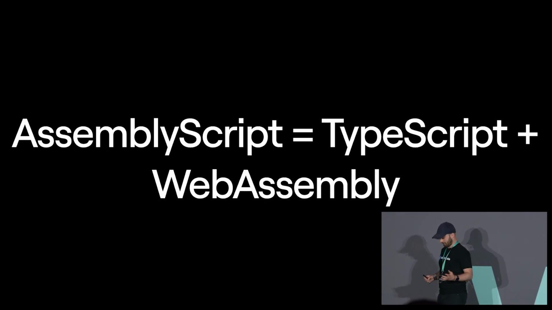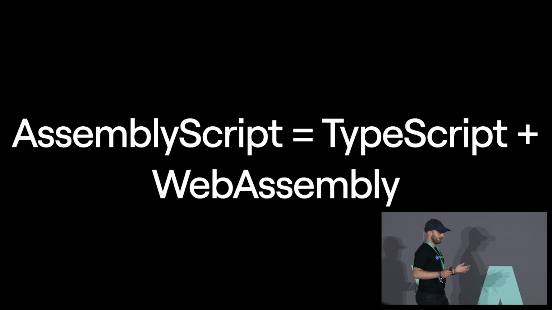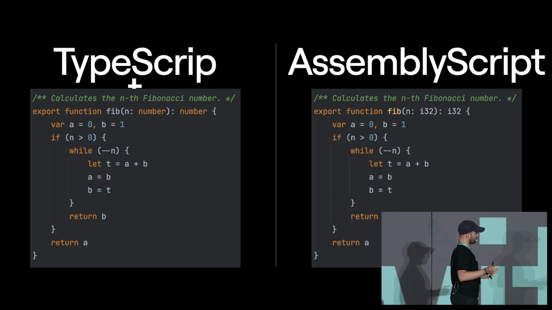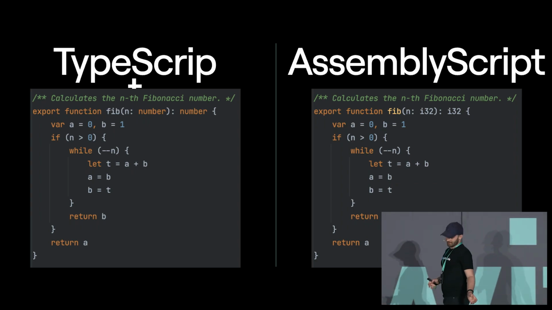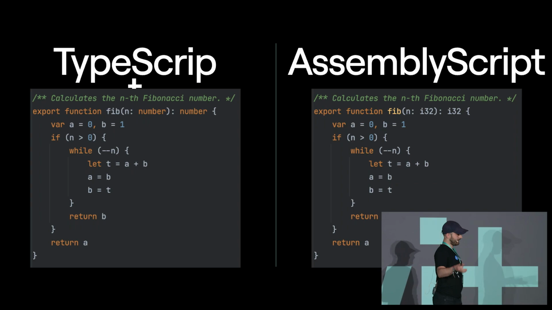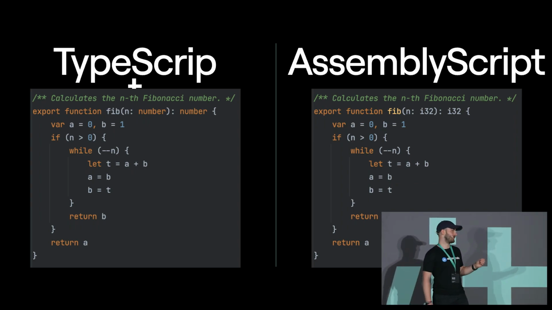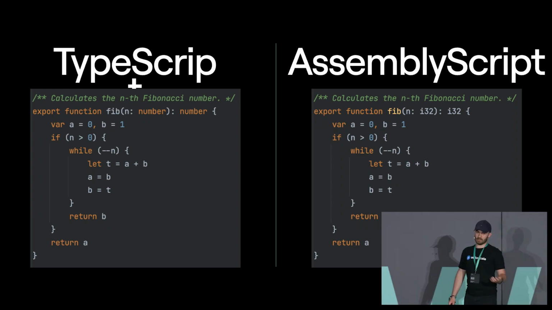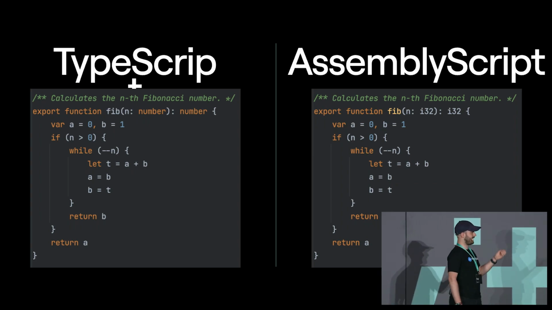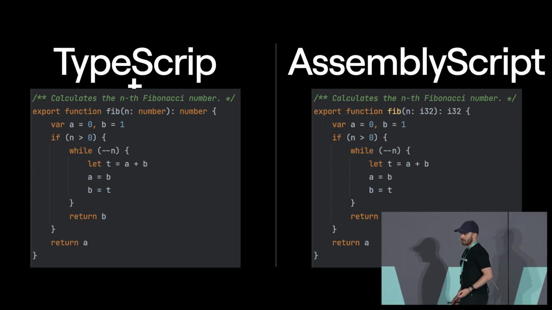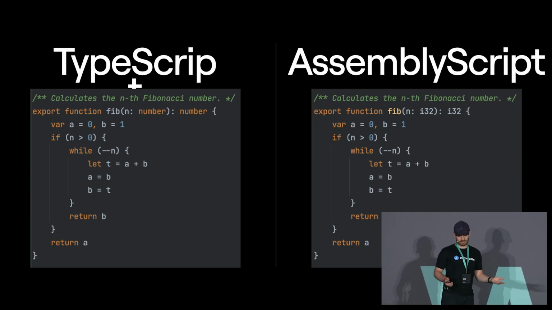AssemblyScript's mission is clear. Develop a language similar to TypeScript, but one that compiles to WebAssembly. Here is a quick comparison. You have on the left a TypeScript function, and on the right, the same function in AssemblyScript. This is a classic function that calculates the nth Fibonacci number. And you can see how similar the two languages are, because the only difference is the number parameter. In AssemblyScript, you need to specify the length of the integer and whether the integer is signed or unsigned.